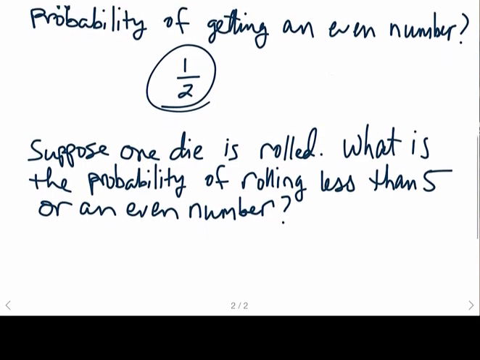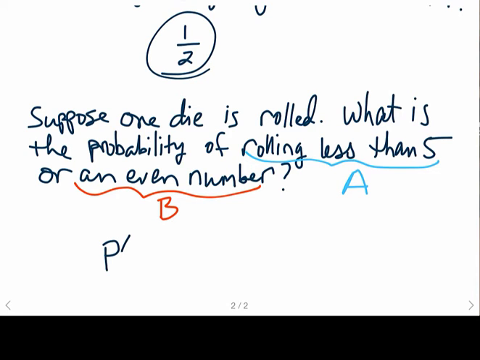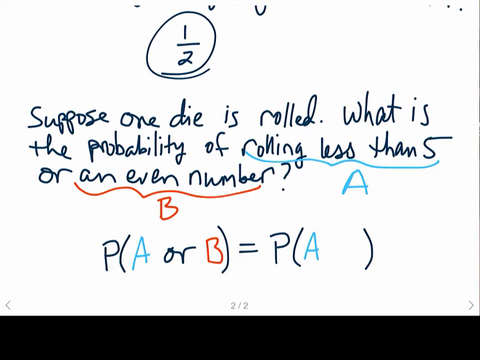For ease of writing and notational purposes, I'm going to call rolling less than 5 event A, and getting an even number event B. And so notationally, we're looking at the probability of A or B. The mathematical symbol for OR looks like a U. It's a union, like between two sets, right? So mathematically, we're going to say the probability of A union B.